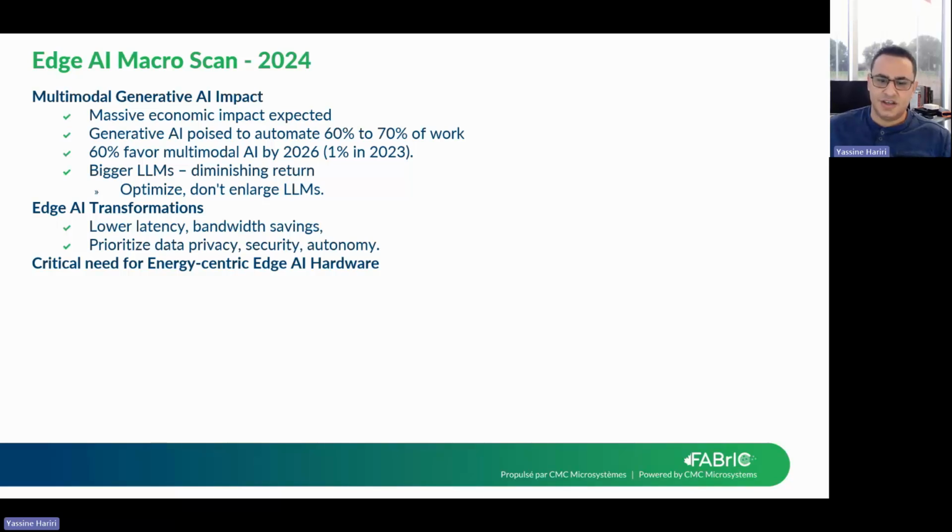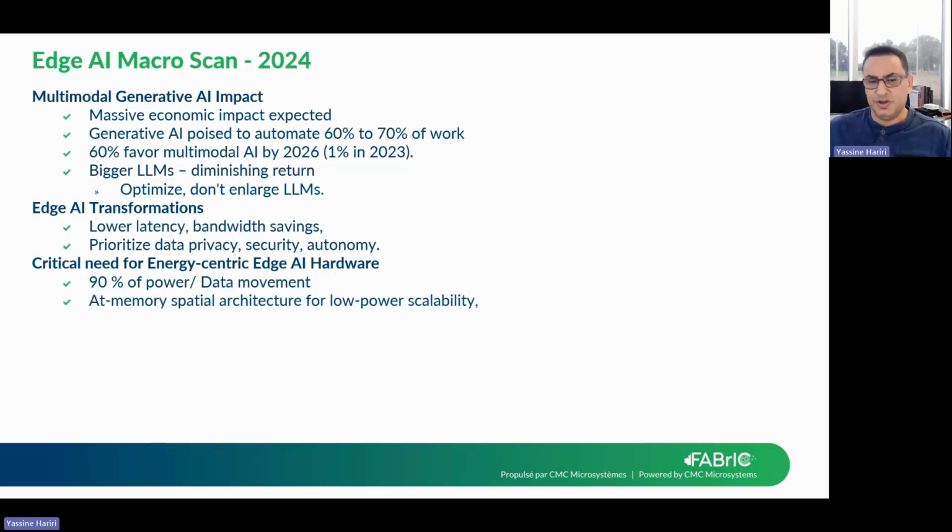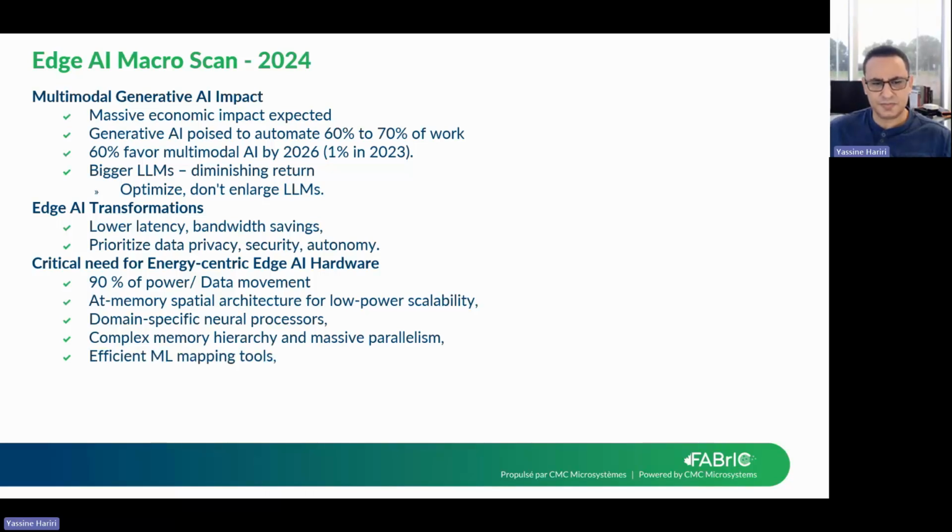This has led to a critical need for energy-centric AI hardware which balances performance and power. Since 90% of the power is consumed by data movement, especially for large LLMs, new architectures emerged to deal with this issue, to minimize data movement on chip, including at-memory spatial architecture for low-power scalability, domain-specific neural processors, complex memory hierarchy, and massive parallelism. So there's a lot of innovation on the hardware side to deal with the increasing complexity of these models. And efficient ML mapping tools, because you need to reduce the time to market. So you need efficient ML mapping tools that provide you with the highest level of performance possible in a very short time. Without forgetting that there is some progress in non-conventional architecture, such as quantum, spiking neural networks, and analog computing.